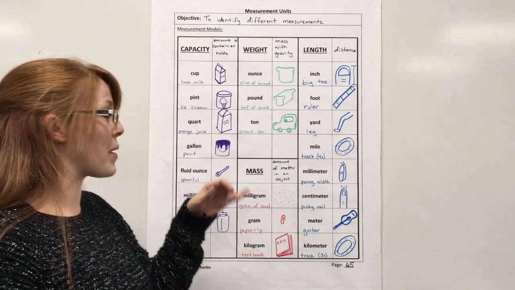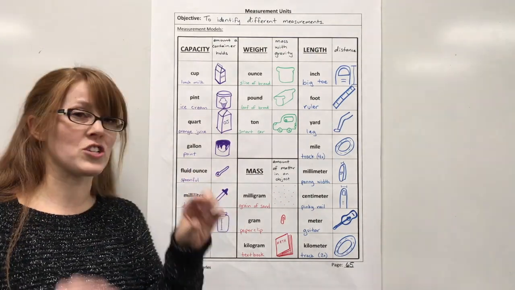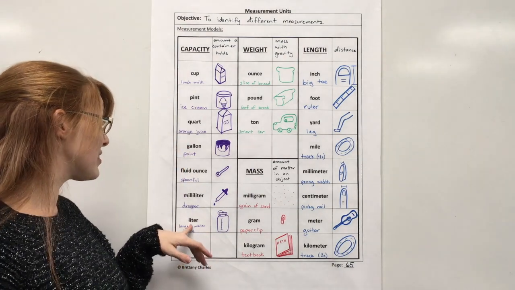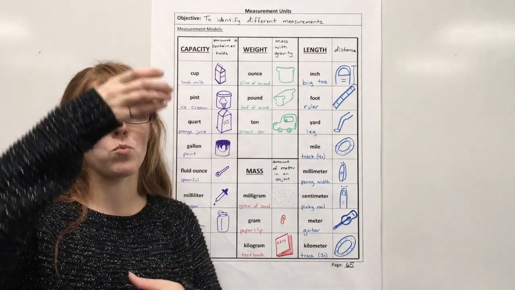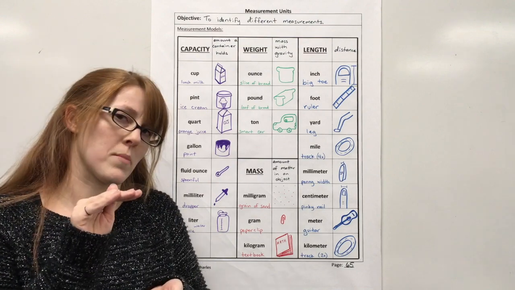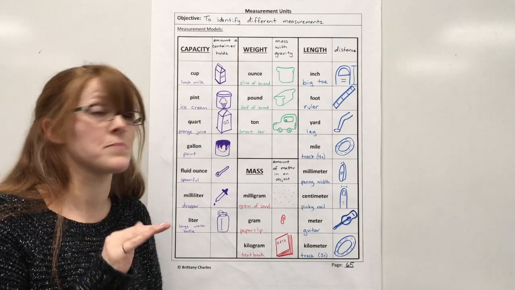A fluid ounce is about a spoonful, and a milliliter is just like one of those little dropperfuls, a very small amount. And then a liter is like a large water bottle. So think maybe like a Smart Water, the larger water bottles. It's bigger than your normal water bottle. Okay, that's about double of one of the smaller ones.